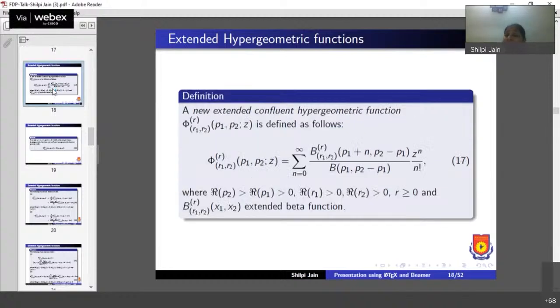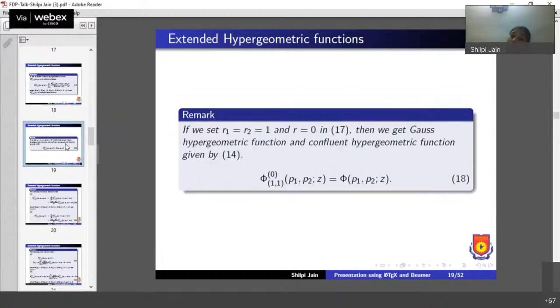Now the definition of the new extended confluent hypergeometric function. Phi of r1, r2, r, p1, p2, z is defined as follows. This is the confluent hypergeometric function, which is given by the summation of n equal to 0 to infinity, beta of r1, r2, r, p1 plus n, p2 minus p1, z raised to power n, divided by beta of p1, p2 minus p1 and n factorial, where real of p2 is greater than real of p1 is greater than 0, real of r1 is greater than 0, real of r2 is greater than 0, and r is greater than or equal to 0. Beta r1, r2, x1, x2 is the extended beta function.